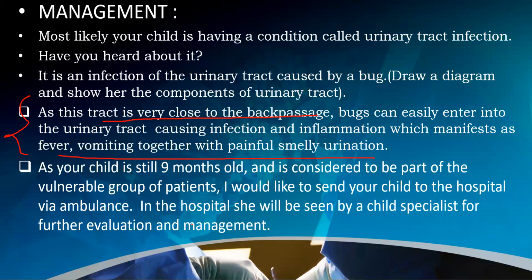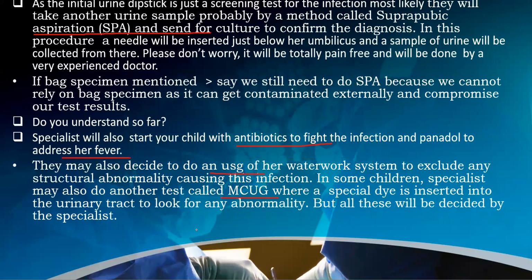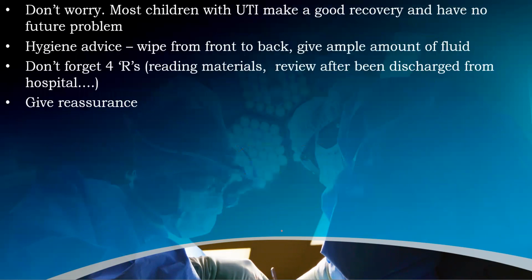Okay, so remember one thing, in management, your key steps will be: explain what is UTI and how it happens. Sending the child to the hospital is a must. Talk about suprapubic aspiration, talk about antibiotics. These are a must. Now, some of the examiners like you to talk about ultrasound and MCUG. So keep it if you get some time. If you don't get time, don't worry, it will not fail you. And lastly, reassure the mother and finish with 4R.